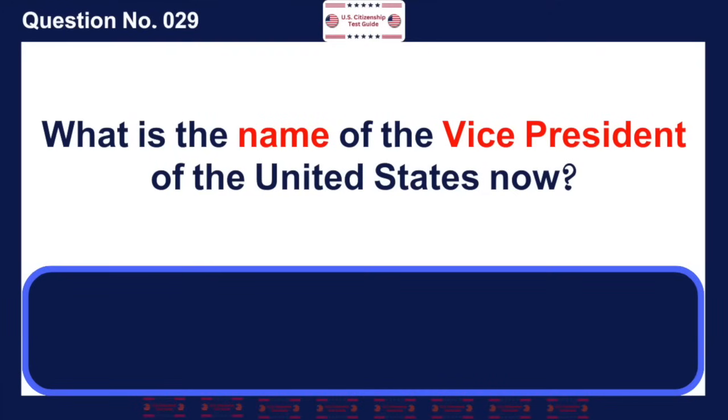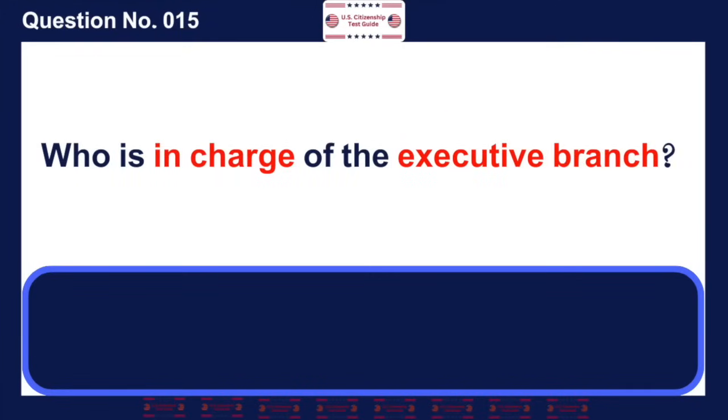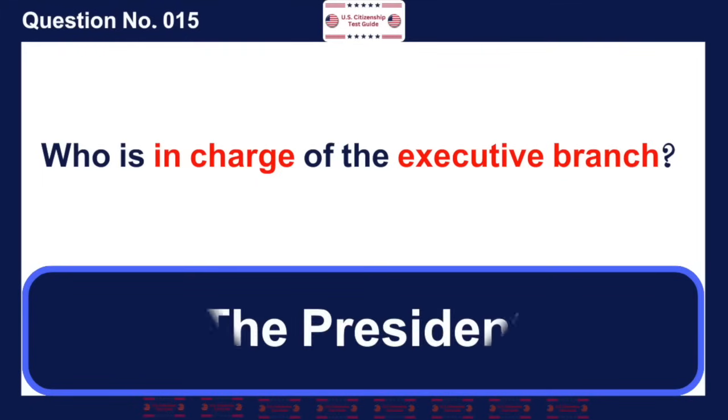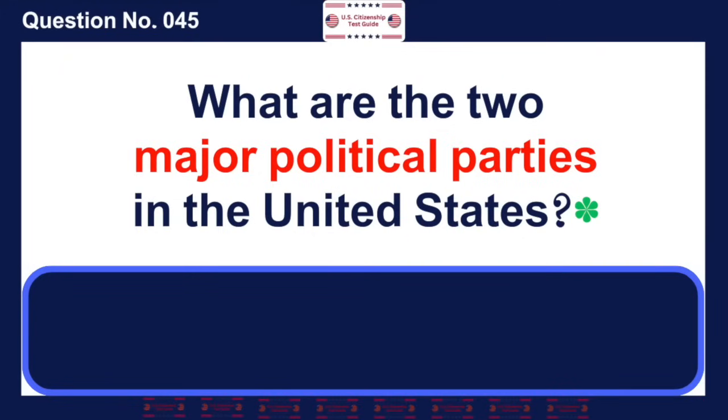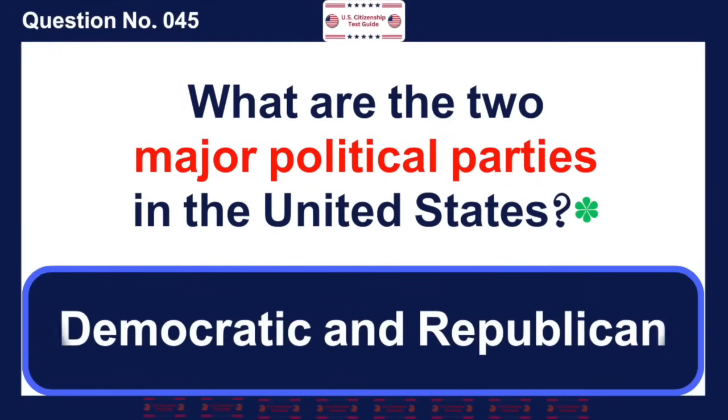What is the name of the Vice President of the United States now? J.D. Vance. Who is in charge of the executive branch? The President. What are the two major political parties in the United States? Democratic and Republican.